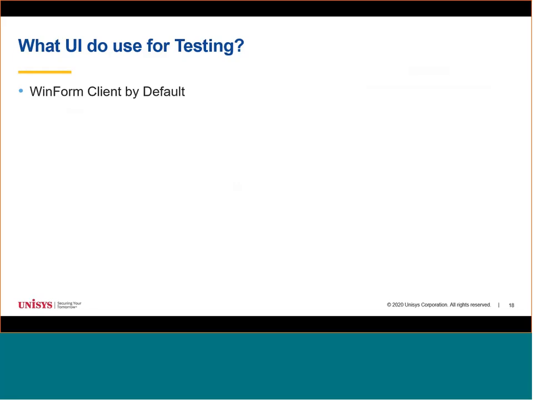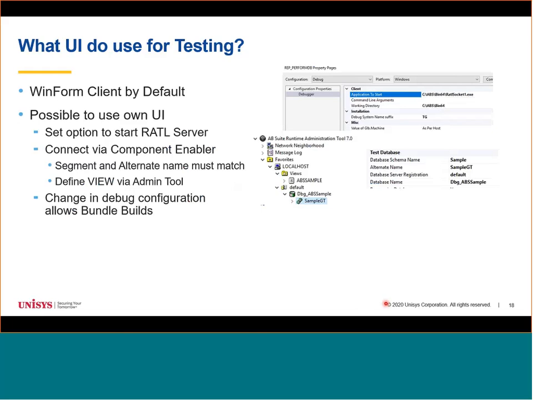So you can switch between, you know, if you've only got a character mode screen, you can display those character mode screens through the WinForm client. They're not pretty, but they do display. Or you can display the graphical screens if you've got them put in there. But it's also possible to use your own UI. And to use your own UI, you need to do a few other things.